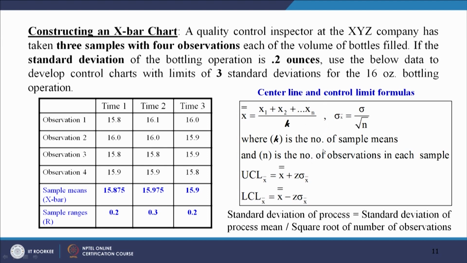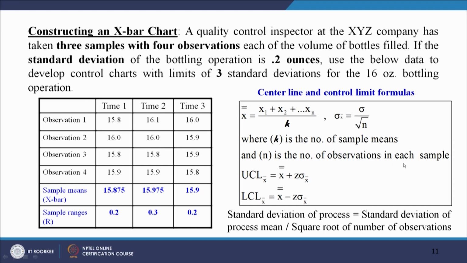Now the center line, or the mean value, for our control chart, that is X bar chart, will be the X double bar. So X double bar is our sample means, X1 bar plus X2 bar, divided by the number of samples. K is the number of samples, so sample means here are 3. So we get the value of K as 3, and for X bar we have 3 values, 15.875, 15.975 and 15.9. So these 3 values will come here divided by 3. So we will get X double bar, which will represent the center line for our control chart, that is X bar chart.